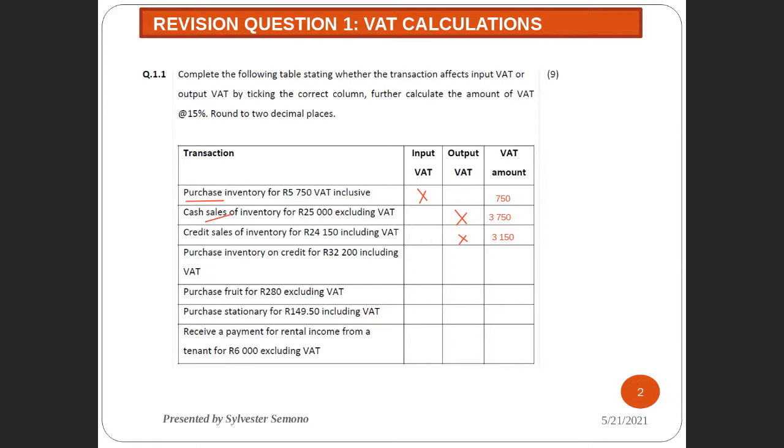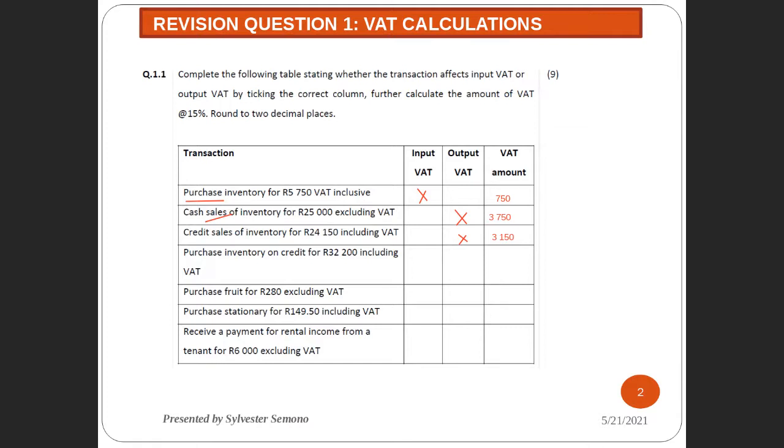Same way. No, you can't. Remember, this amount is including VAT. You can't use 15 over 100. You must use 15 over 115. Try it, you'll see. So when the amount is including VAT, you must use 15 over 115. Try it and let me know if you found the same answer. Gabby and Hannah, you used 15 over 100. No, not 15 over 100, 15 over 115, because the VAT is included. Let me know if you found it.